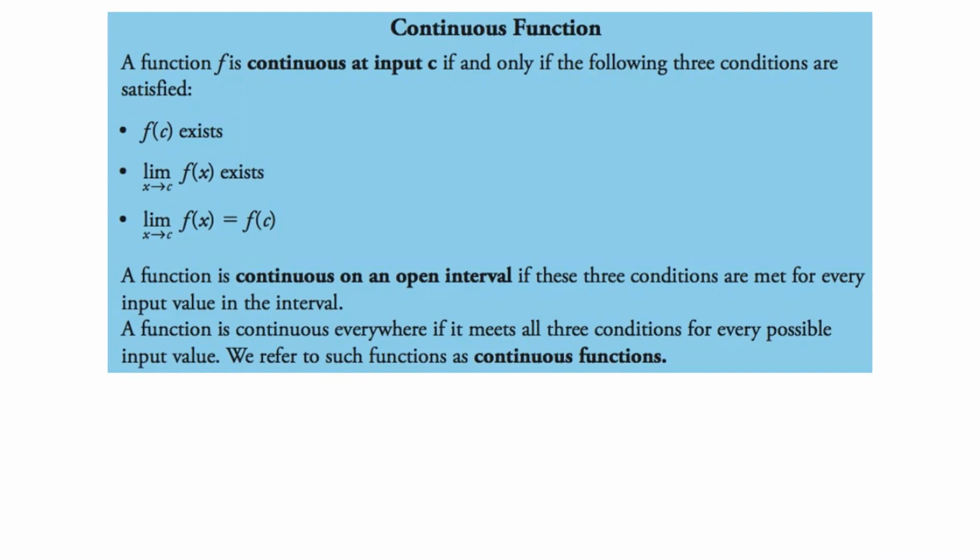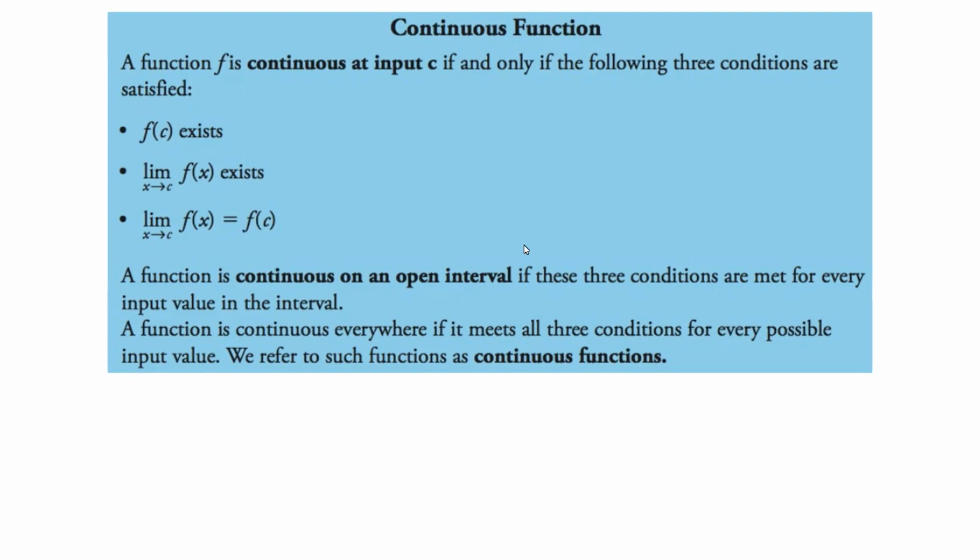Second, the limit of f of x as x approaches c exists. That means the limit from the left is equal to the limit from the right, and that's equal to some L. Third, the limit of f of x as x approaches c is equal to f of c. So whatever you plug in, that c value, you get the f of c value out for the output. Basically it exists here, and this is equal to that there.